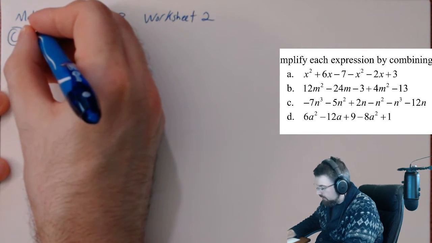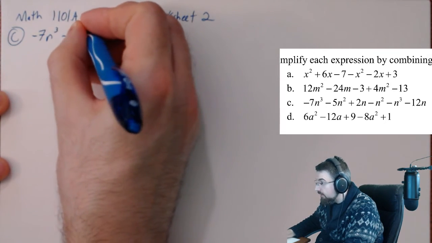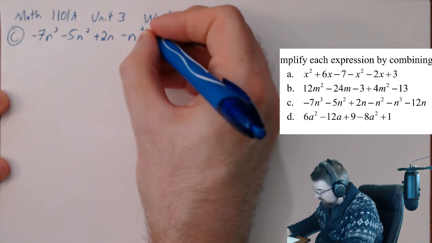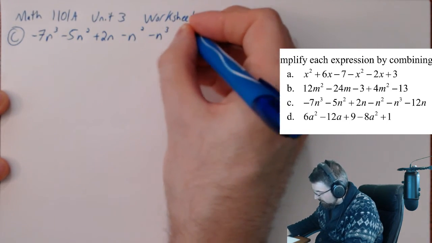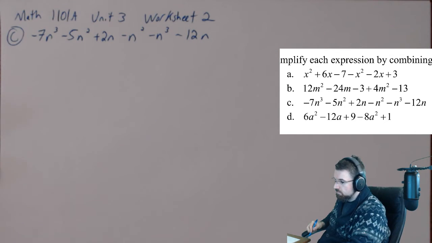So that's negative 7n to the 3 minus 5n squared plus 2n minus n squared minus n to the 3 minus 12n. Boy, oh boy.